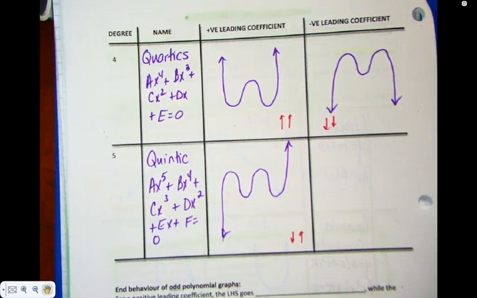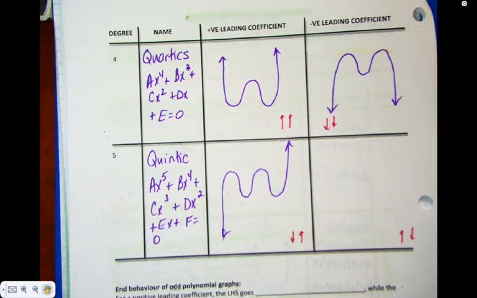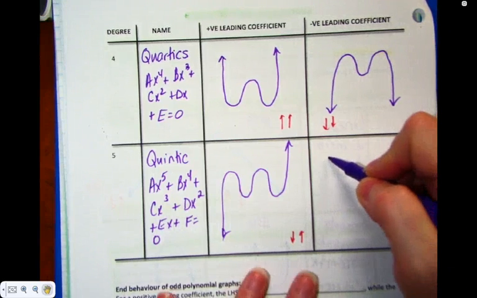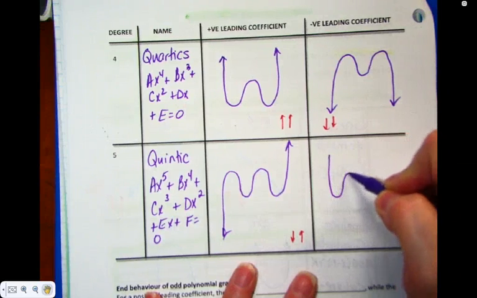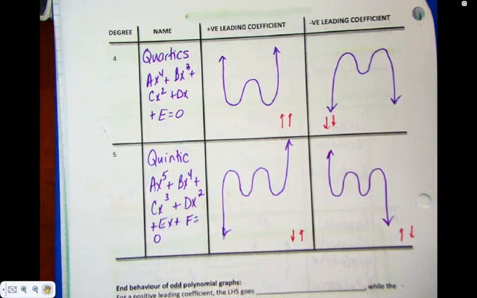Okay, when the leading coefficient is negative, what do you think the end behavior is going to be? Up, down. How many max mins is it going to have? Still 4, so it's going to start from the top. Min, max, still looking like a camel, pointing down.